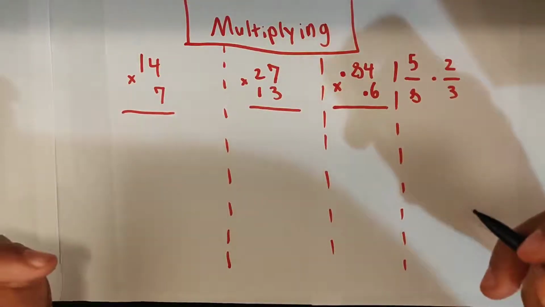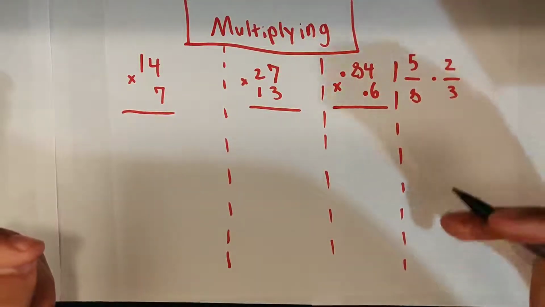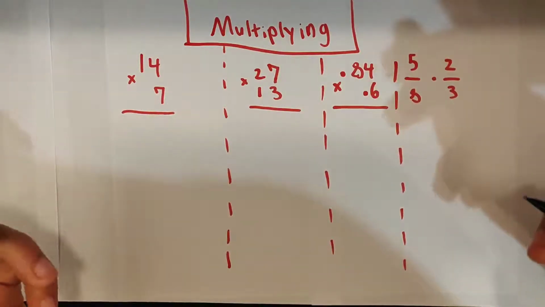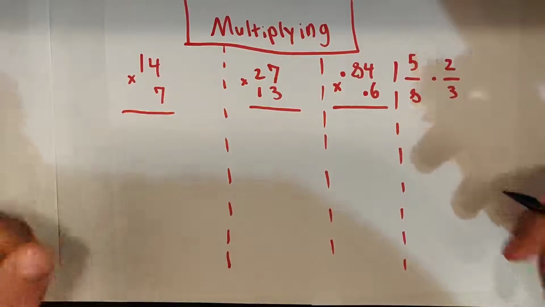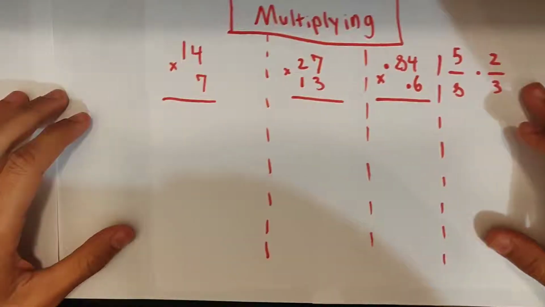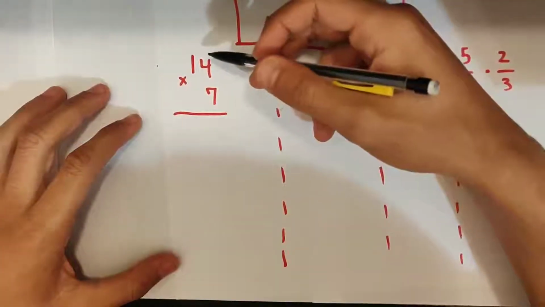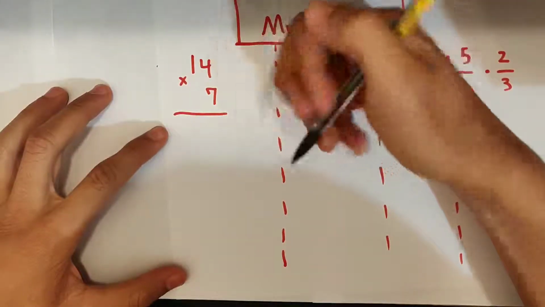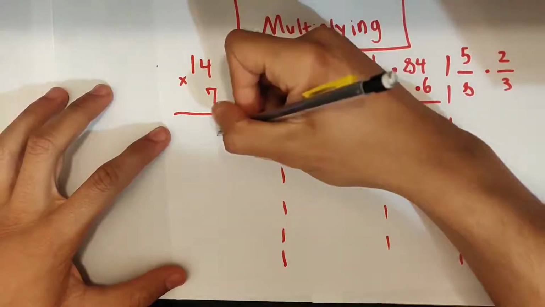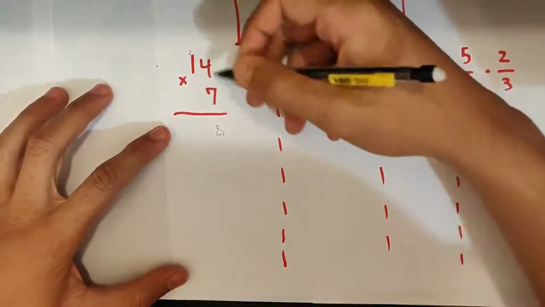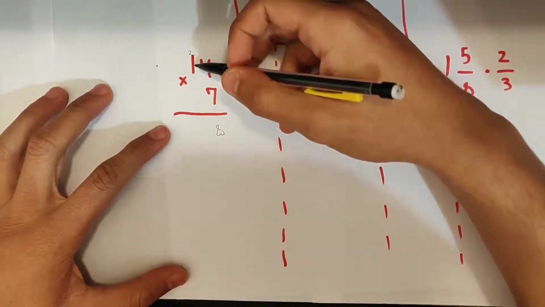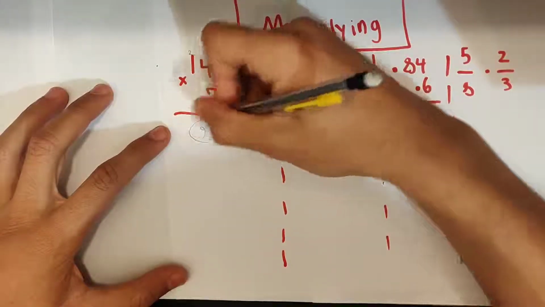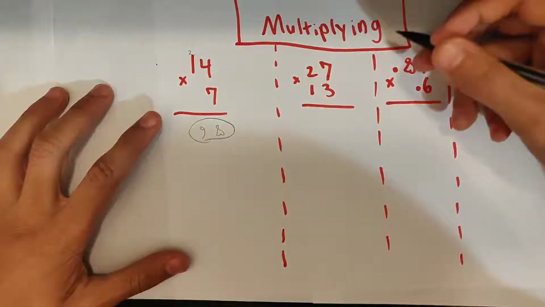Hey guys, today I will just be teaching you how to multiply. There are 4 different methods I can think of at your level, and the first one is when you have something at the tens place and ones place, you're just going to multiply the ones by the ones place. So 7 times 4, that's 28. Carry the 2. 7 times 1, that is 7, plus 2, that is 9. So here's your answer, 98.